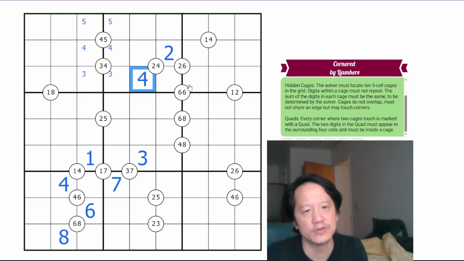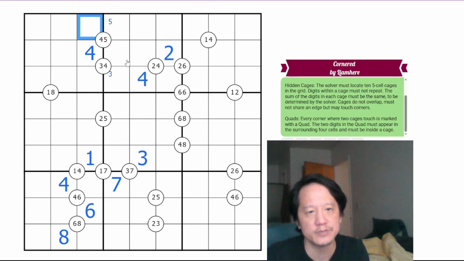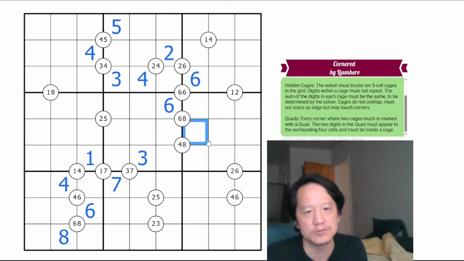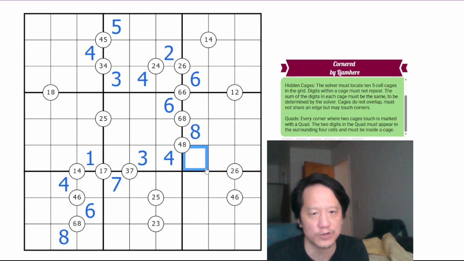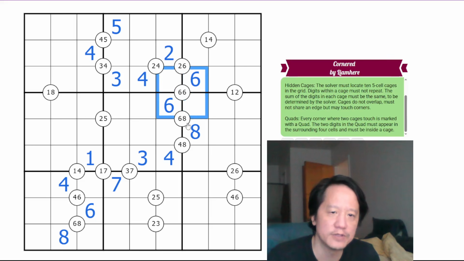So we have 2 here, that's 4. That means this can't be 4 anymore, which helps us know that that's a 4 there. Therefore, opposite here has to be 5 and a 3. 2 was opposite 6, which is opposite 6, which is opposite 8, which is opposite 4 there. So that helps there.